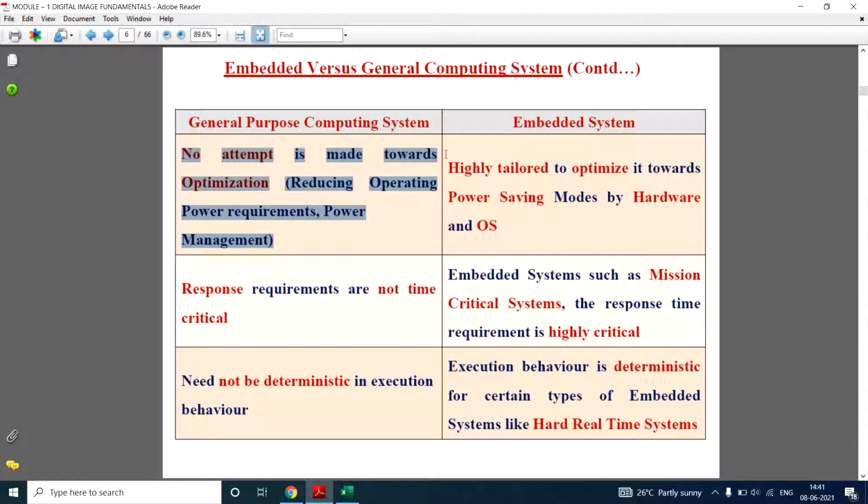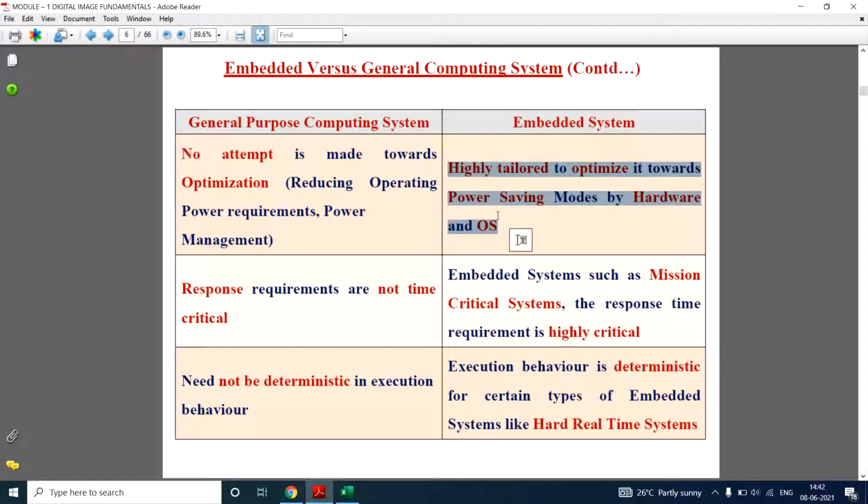Whereas embedded systems are highly tailored to optimize towards power saving modes, by hardware and OS. Embedded systems are normally provided with an option called sleep mode. For example, the ARM processor that we are using, the LPC1768, has commands for sleep mode. It means the processor will be on, but it won't be consuming any power. The system will be on itself. By doing that, the power required by the system is less.